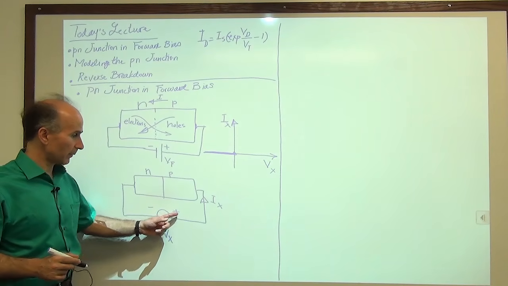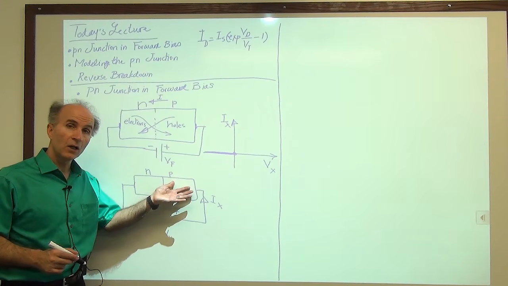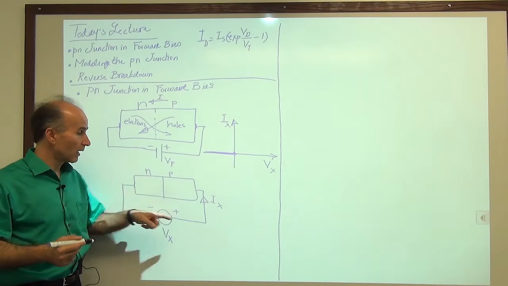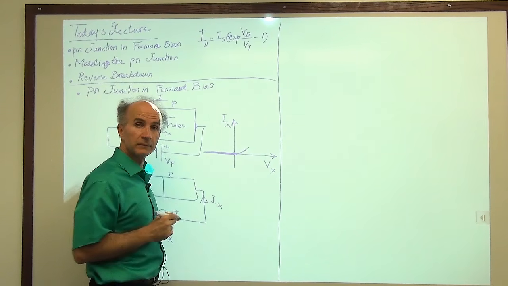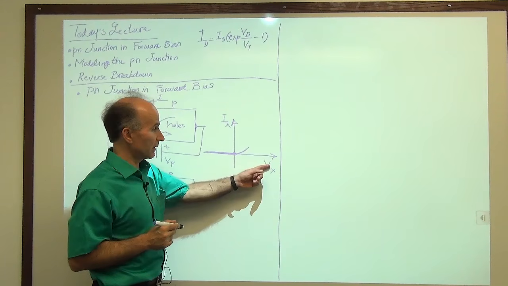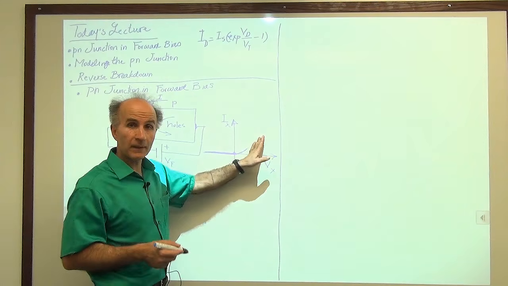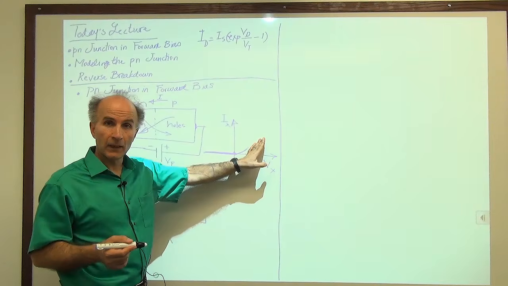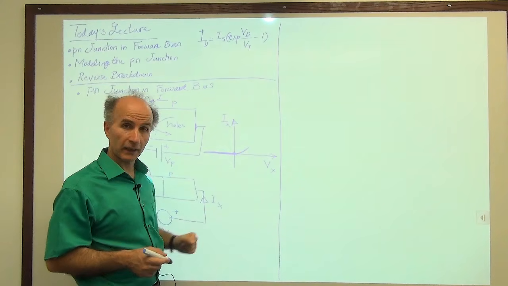So we see that if Vx is positive on this side and negative on this side, meaning it wants to make P more positive than N, then a current flows. So some sort of current will flow. And as Vx increases, we might expect that the current also increases. Now how it increases, we'll see in a minute. It's not a linear increase, not like a resistor, but in any case, it conducts.